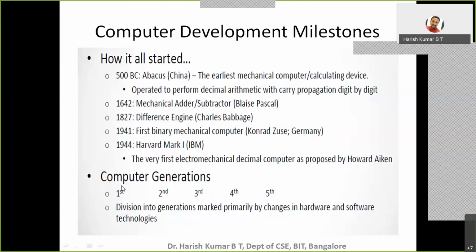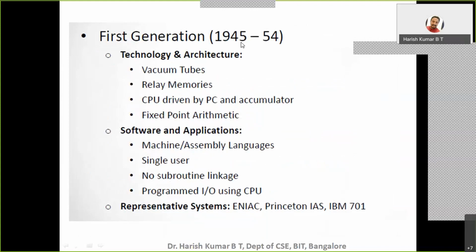Now, what was the basis for making the computer generations? These computer generations were made whenever there was a sharp change in either the hardware or the software technologies. That sharp change in hardware and software technology led to the grouping of computer generations. In the next slide, I'll show you. First generation, say 1945, because 1945 is the major year, since the electromechanical computer started. The computers belonging to the period 1945 to 54 were called first generation computers.